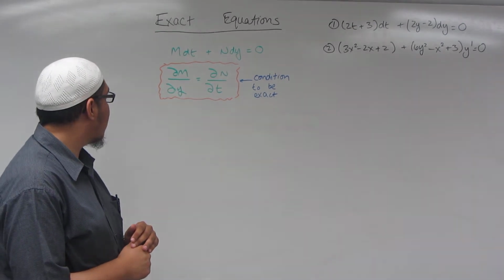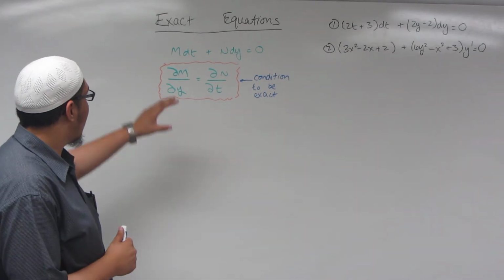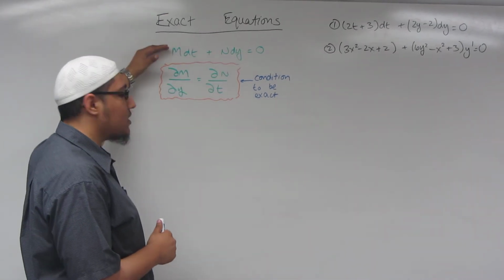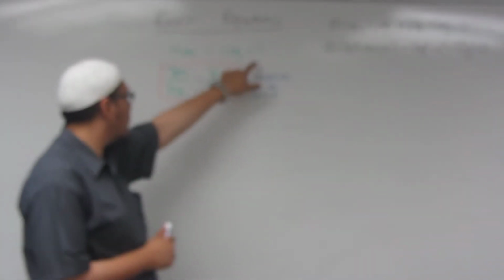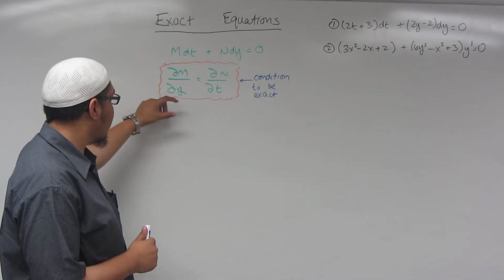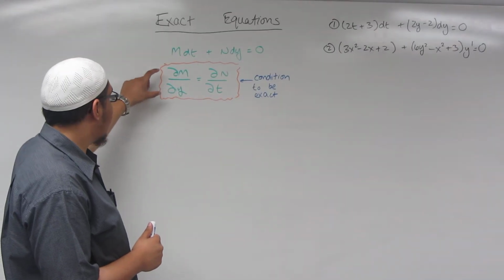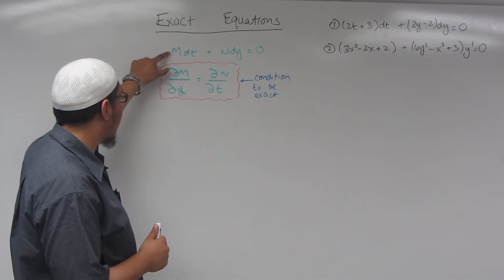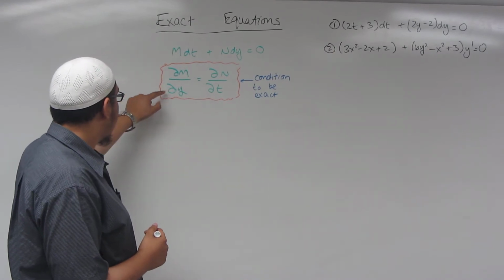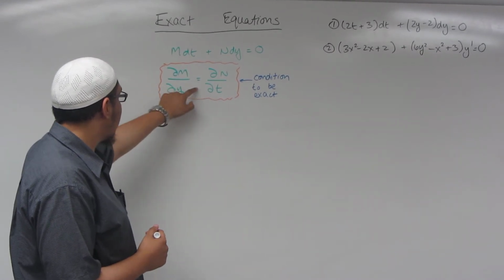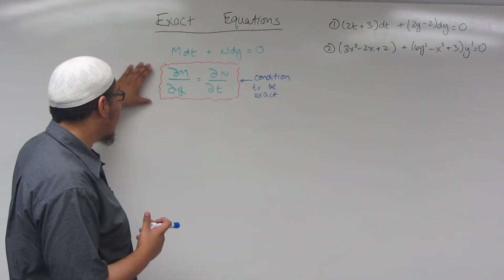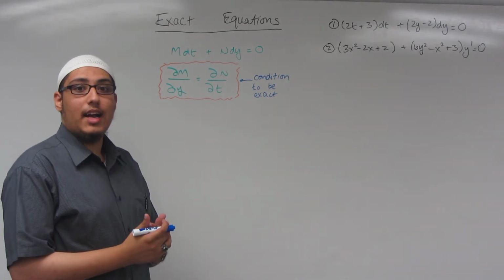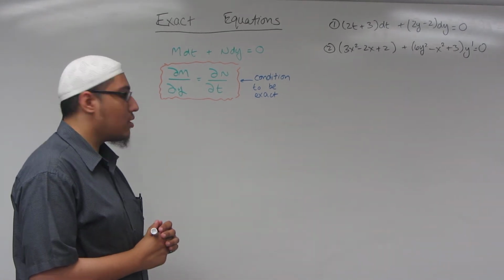Now, to prove that an equation is exact, you must first write it in this format: M dt plus N dy equals 0. The condition for it to be exact is that the partial of the M term, M being some function or even a constant, with respect to y is equal to the partial of N with respect to t. If this condition is not met, then the method that I will show you in this video cannot be used.